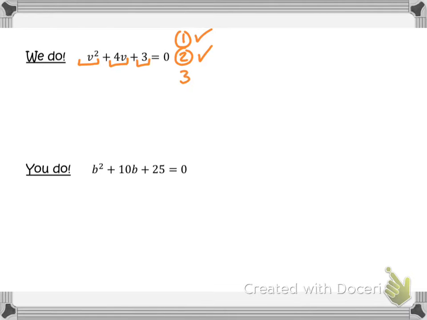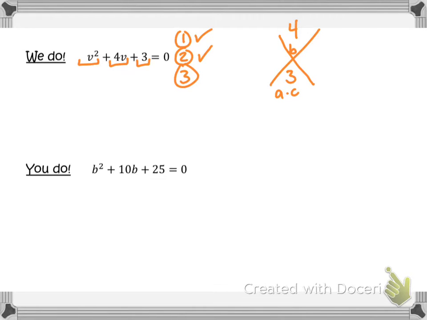Step 3 is to create this magical X. So magical. So on top is going to go my B value. On the bottom is A times C. A times C, 1 times 3 is 3. On top is going to be 4.